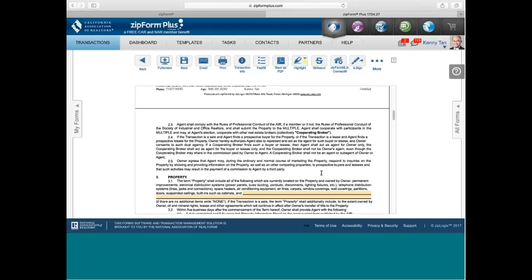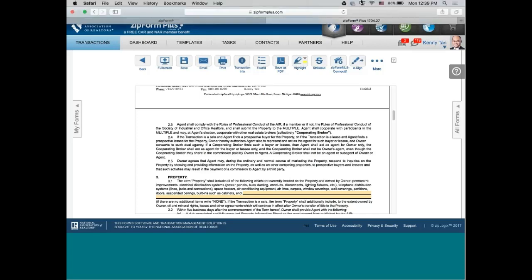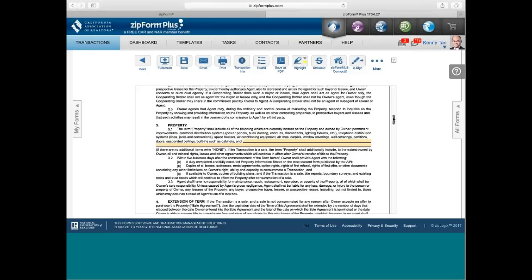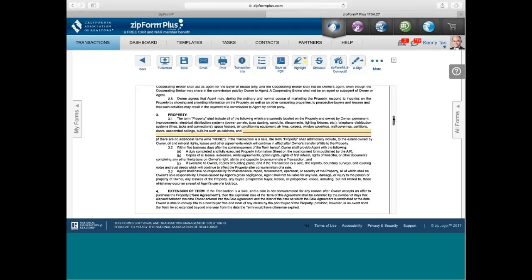All right. The property. Let's talk about the property. The property shall include all of the following which are currently located on the property and owned by owner: permanent improvements, electrical distribution system, and so on, telephone distribution system, space heater, air conditioning, air lines, carpets, window and floor coverings. It looks to be all fixtures, which is pretty standard. All the fixtures come with the property.